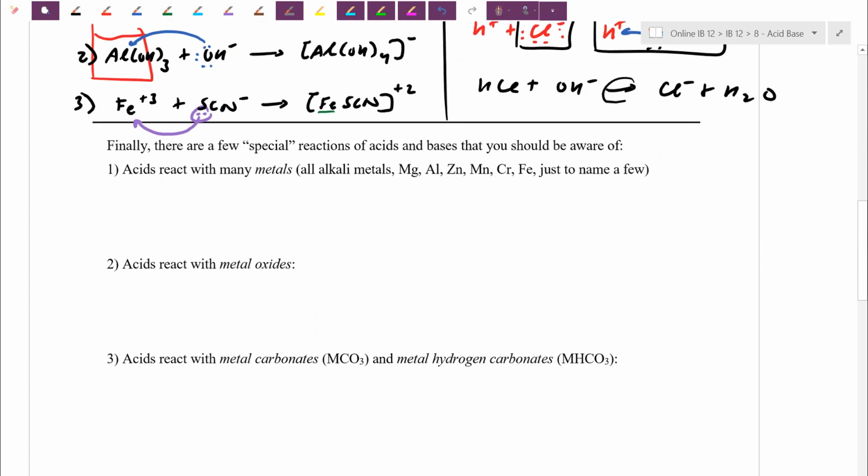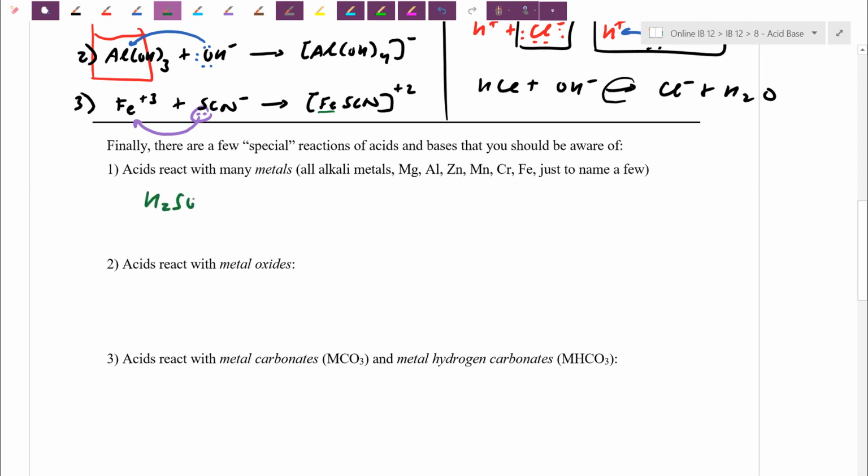Finally, there are a few special reactions just to be aware of. I already mentioned some of these to you in the earlier lesson yesterday. So it's a common property of metals to dissolve an acid. Obviously, it depends on how concentrated the acid is. Acids react with many metals, like alkali metals and some of these, just to name a few.